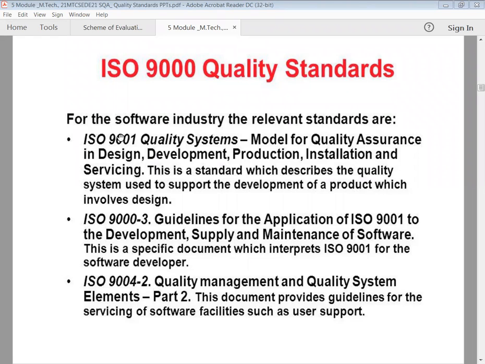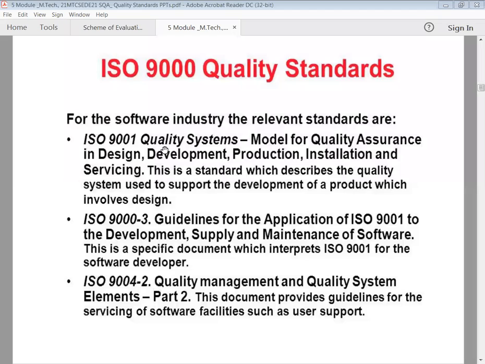So during the design stage itself, we have to follow some standard. While developing, at coding time also, we have to follow the standards. And once it is completely assembled and ready to use, it should have the quality at that time also. While installing the software, we should follow some standards. And once it is installed and deployed on the particular site, after 6 months or 1 year of usage, you should have the facility for service. This is a standard which describes the quality system used to support the development of a product, which involves design.